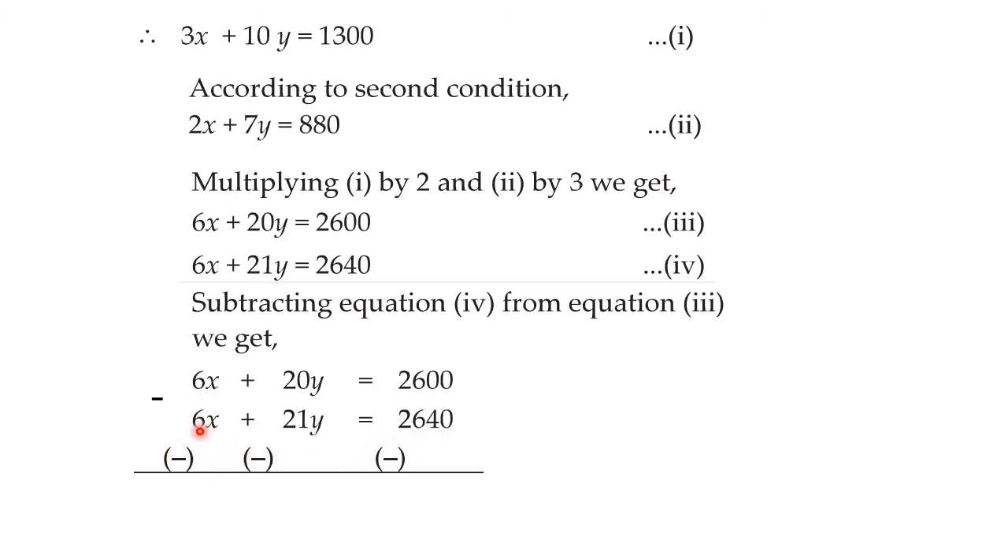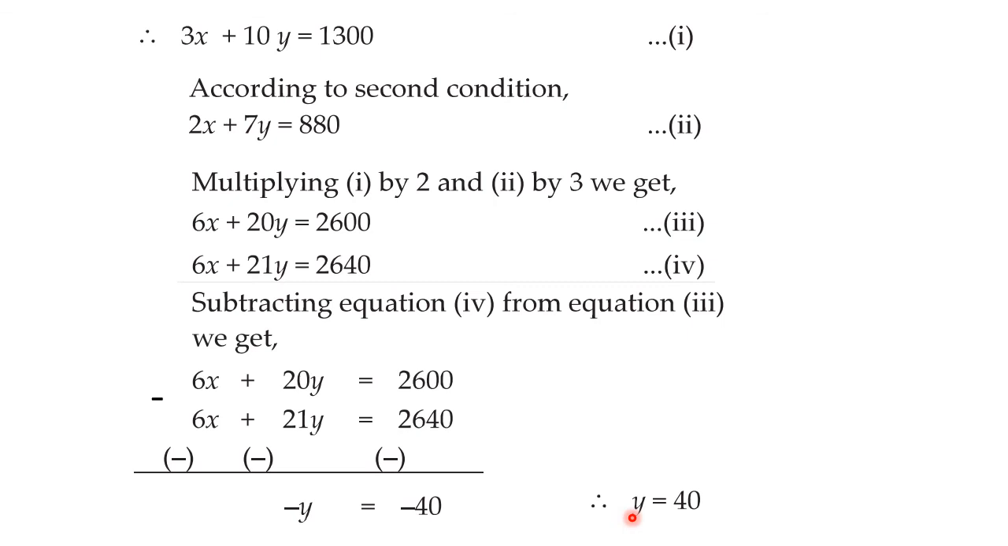So plus 6x minus 6x is cancelled, x is eliminated. And here plus 20y minus 21y, we are going to get minus y here. And here, see, this is the bigger number. 2640 minus 2600, we are going to get 40 but minus 40 because this is bigger. So minus y is equal to minus 40, and therefore we can write down y is equal to 40. In this way the variable x is eliminated and we got the value of variable y, that is 40.